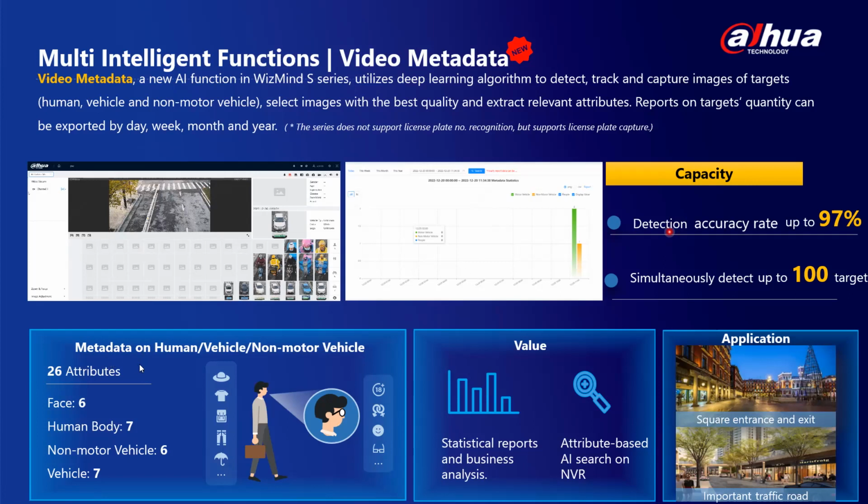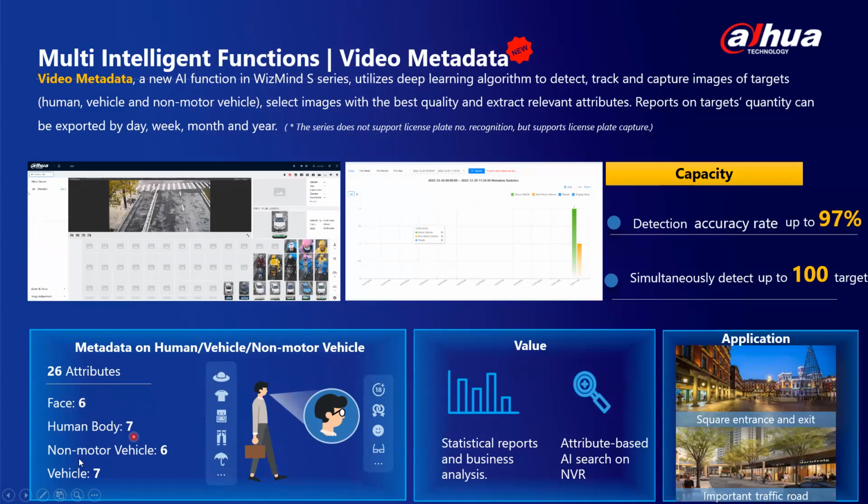At the bottom here, we have the human metadata on human, vehicle, and motor vehicle. This supports up to 26 attributes. These 26 attributes are basically subdivided into face, human body, and motor vehicle. For the face, it supports up to 6 attributes, and for the human body, 7 attributes.